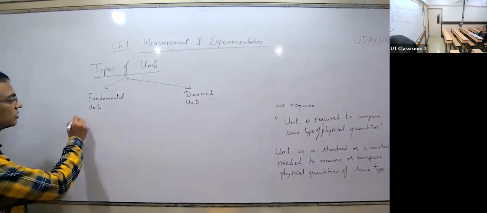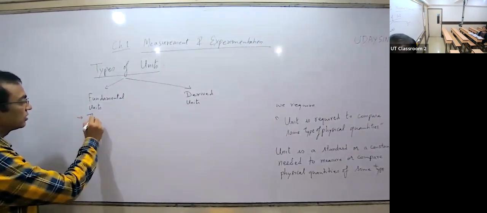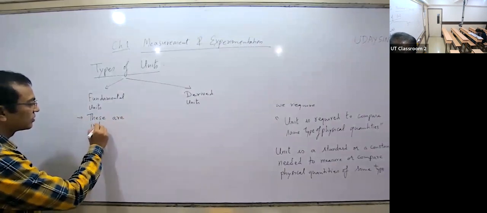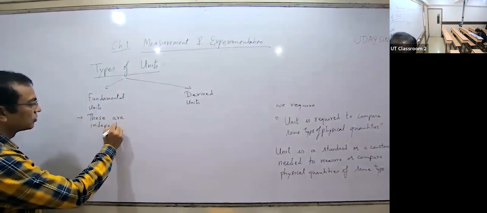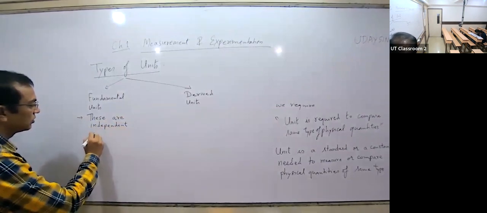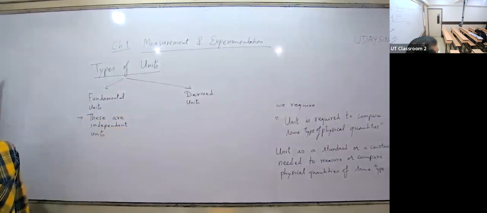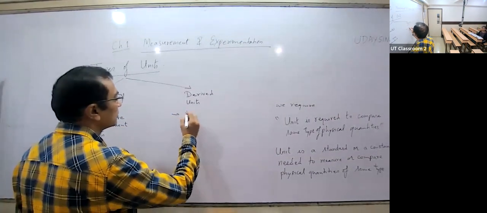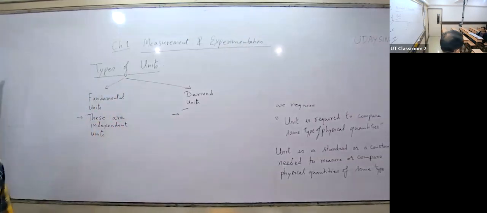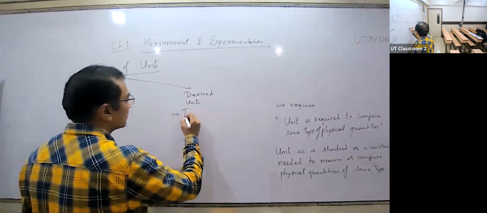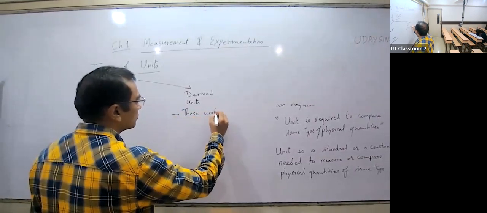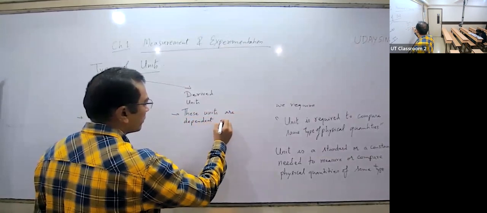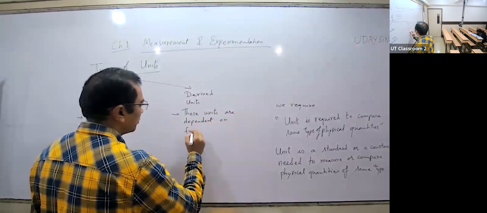So what are fundamental units? These are independent units. Whereas what are derived units? They are dependent on fundamental units. I'll give you an example.